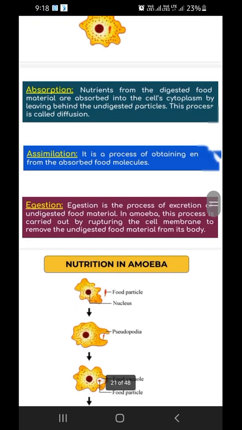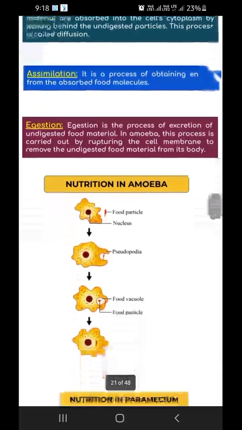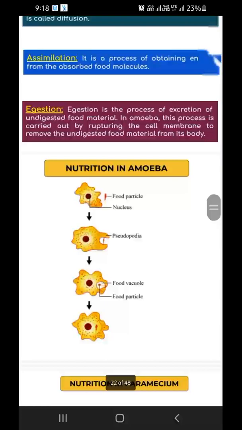This is also important, so please take a screenshot of it. The fourth one is assimilation. It is the process of obtaining energy from the absorbed food molecules. The fifth and last step is egestion, which you can say is the same as excretion, the removal of waste materials from the body. It is the excretion of undigested food material. In amoeba, this is carried out by rupturing the cell membrane to remove the undigested food material from the body.